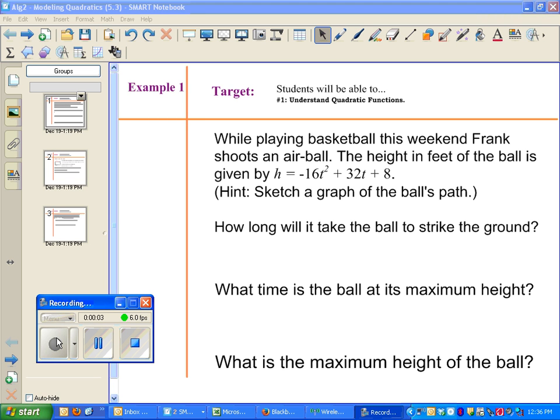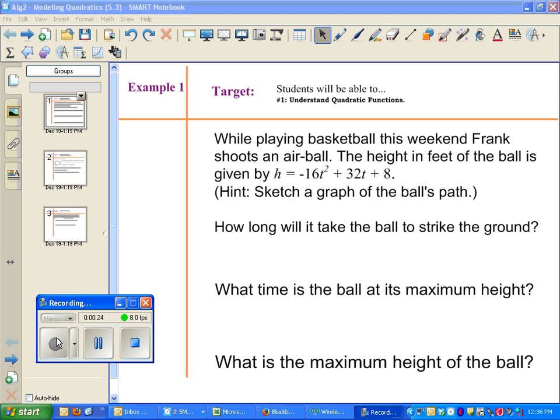Okay, welcome to Chapter 4 review, Modeling with Quadratics. So go ahead and pause the video and read the problem. Alright, so we need to sketch a graph of the ball's path. How long will it take the ball to strike the ground?